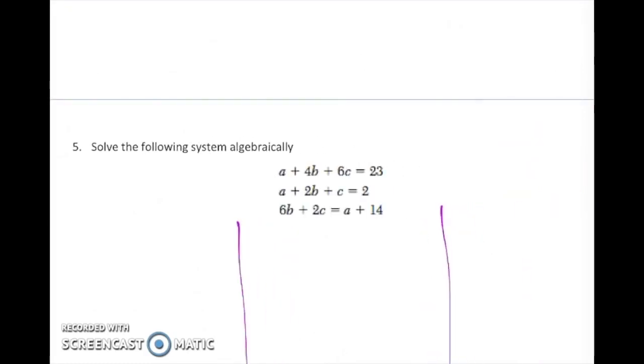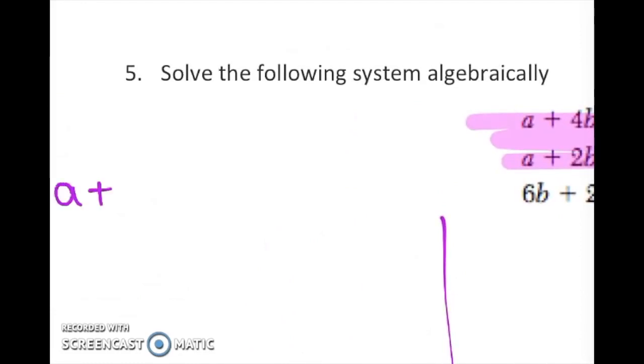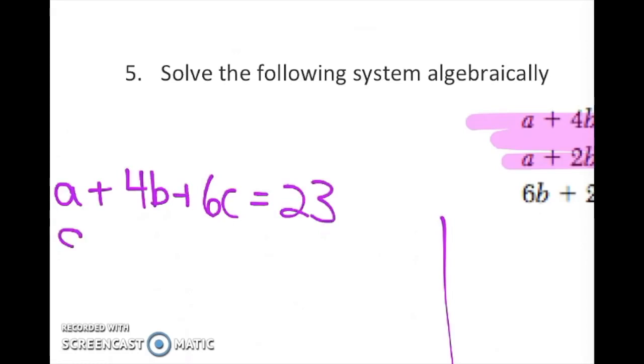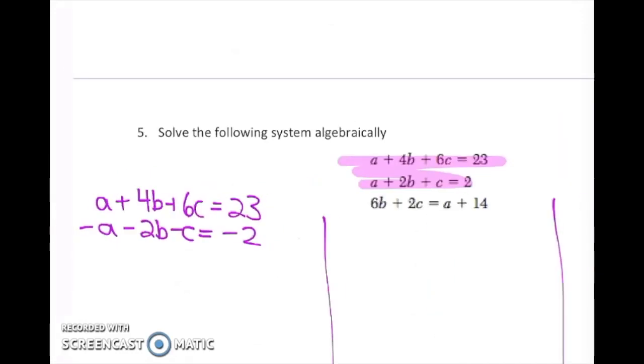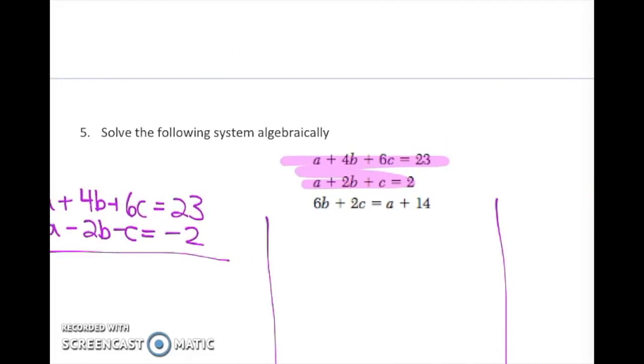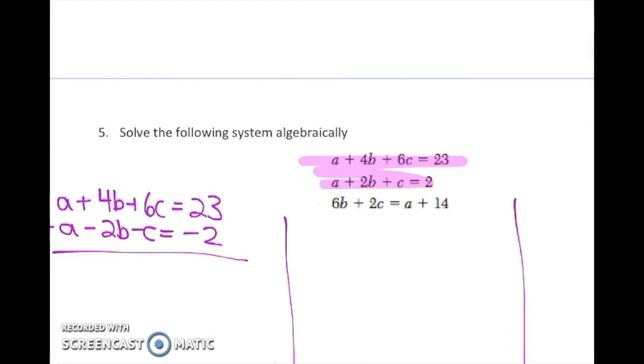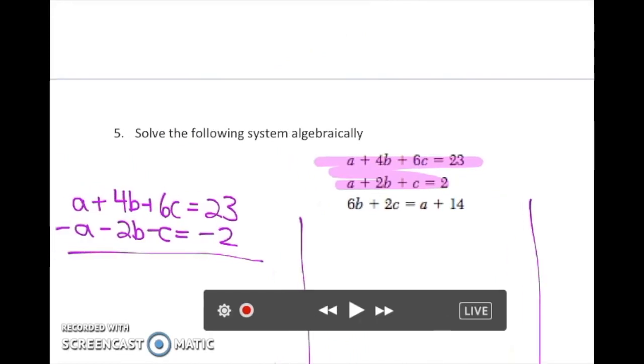So I'm going to use equation 1 and 2. And I'm going to multiply the second one by -1. So a plus 4b plus 6c equals 23. I'm going to multiply my entire second equation by -1. And then I'm going to combine that by adding down my columns. So that's going to come out to be, let me actually slide this over just a hair. There we go. So that's going to combine to be, these are 0. This is 2b. This is 5c, and this is 21. So there's my first equation that I will use.